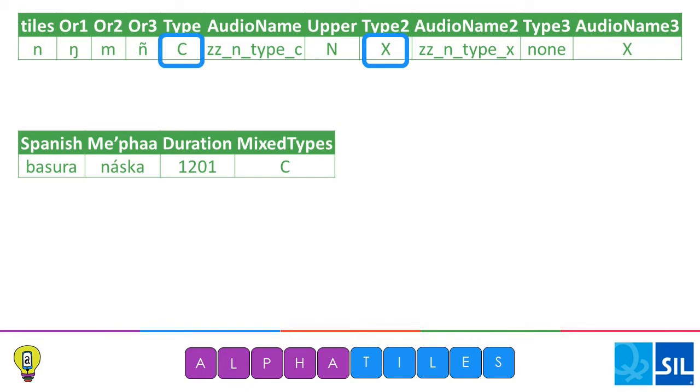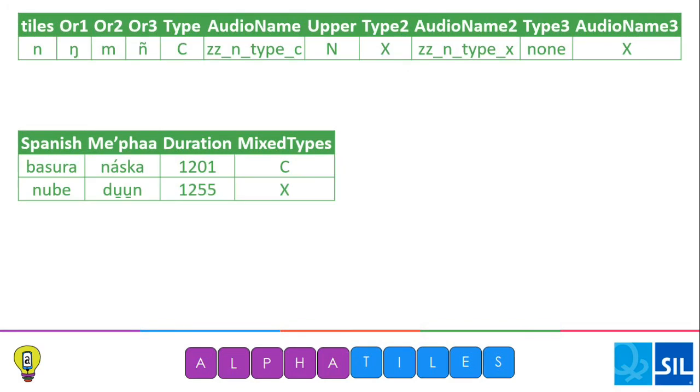sees that there are answers in multiple columns. It can be of type C or it can be of type X. So that tells it should check the mixed types column to get the answer to its question. Its question is, what type am I? The answer for this word is that it's a consonant. Okay? In the same way, if the word dung were to ask a question, the answer to that question is it's of type other.